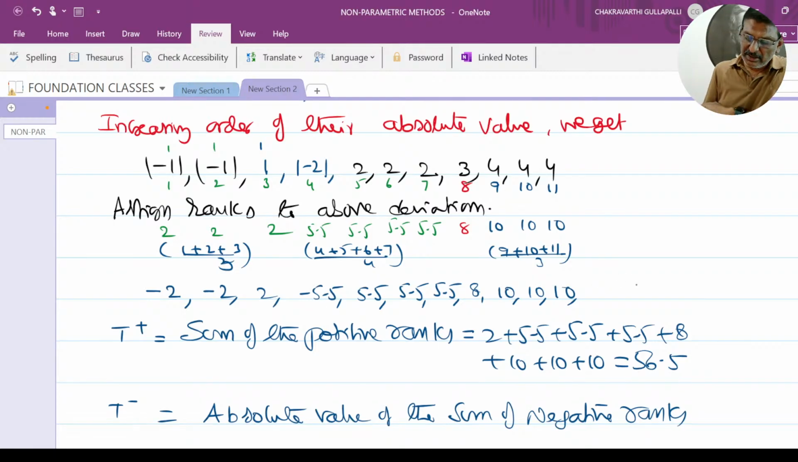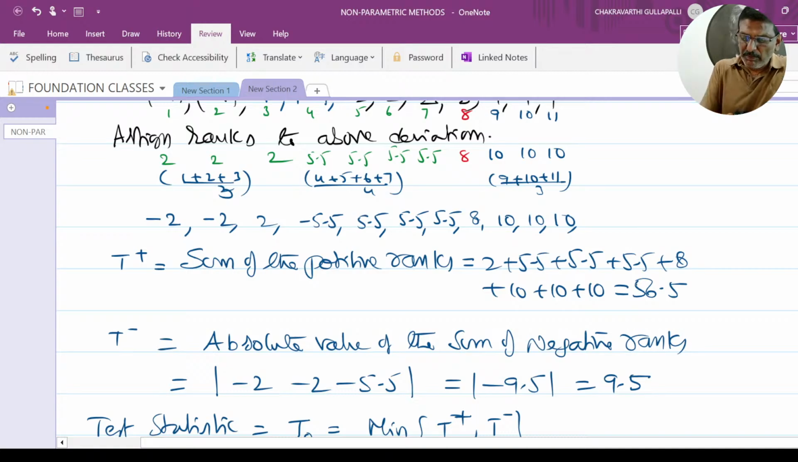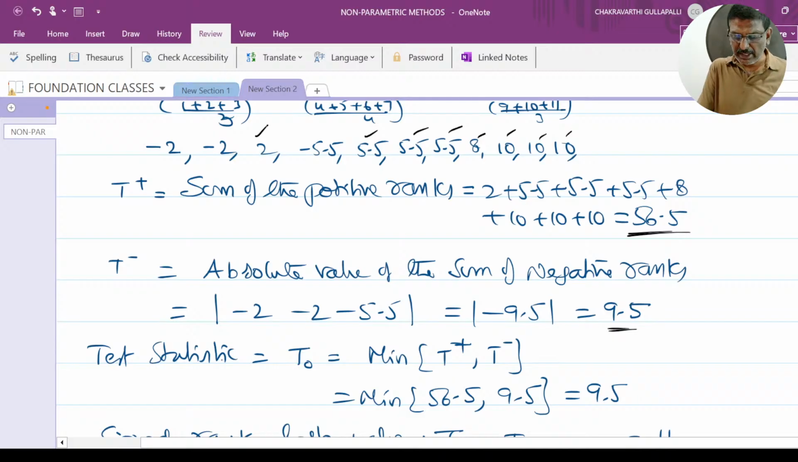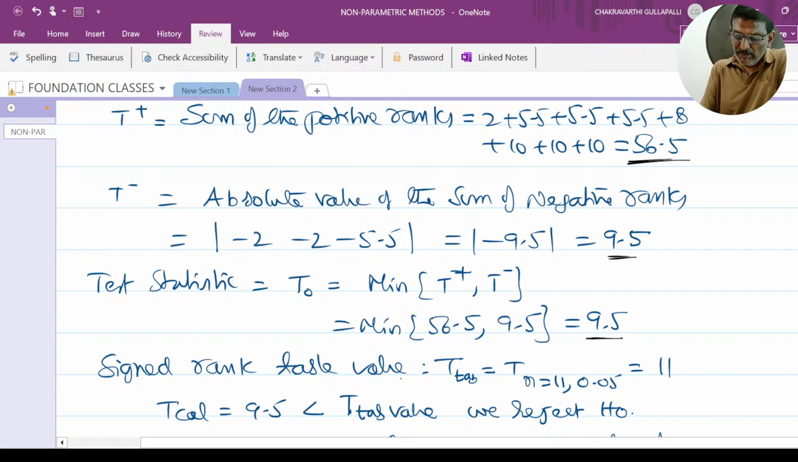The remaining are positive signs. Now T plus is the sum of the positive ranks. The positive observations are 1, 2, 3, 4, 5, 6, 7, 8. By combining all these, the T plus value is 56.5. T minus value is 9.5. Now the test statistic T is the minimum of T plus and T minus. The minimum of 56.5 and 9.5 is 9.5. Now the signed rank table value, the T table value. So n is 11.